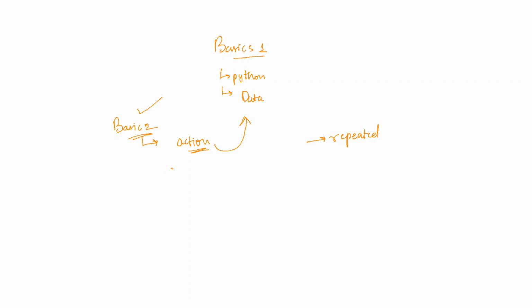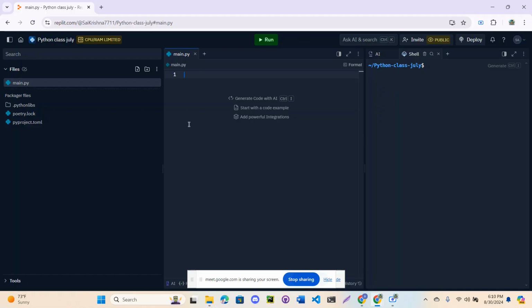Now what is the first action that we are going to see? The first thing that we are going to learn in this Python basics two is conditional logic. Hope you might have heard about conditional logic. Conditional logic is where you perform certain logic under certain conditions. For example.